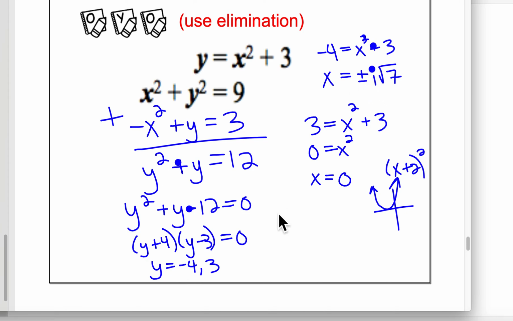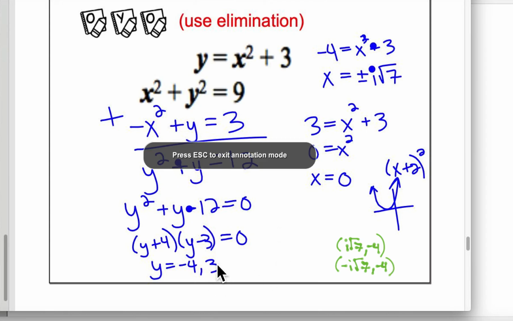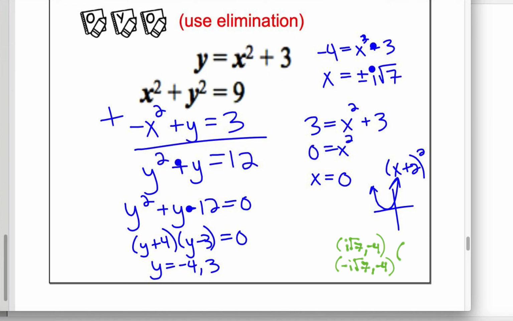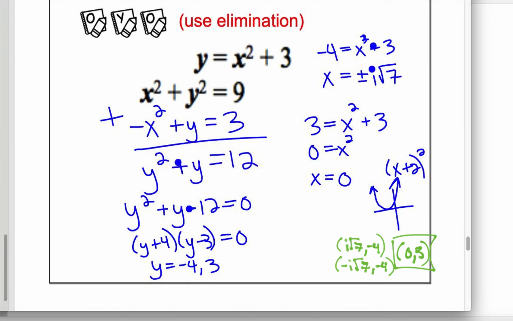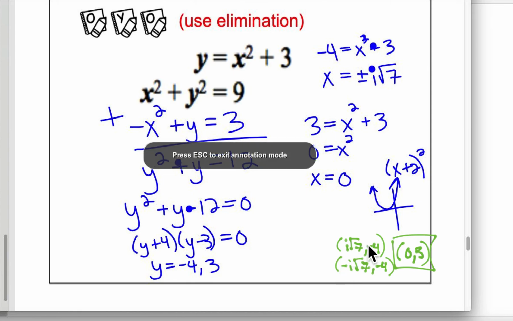So I would actually want to write that as a coordinate. So I would have i root 7, and then negative 4, and then negative i root 7, also negative 4. And then when I plugged in 3 for y, x squared plus 3, I'll just get x equals 0. So that'll be 0, 3. So this is my only real solution. Now, I'd still make sure you mention these. These are definitely solutions. They're just not intersections. I can plug in the i roots, so they are solutions, I should say.